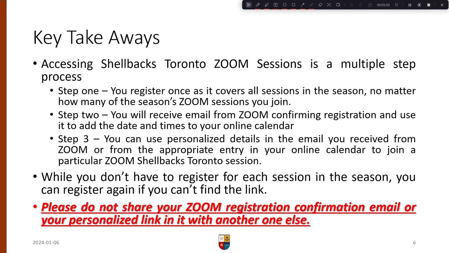Then all you have to do is use the calendar entries if that's what you've done, or go back to the original email you received from Zoom and click on the join meeting. If you can't find the email, you can always re-register again, but you don't need to.